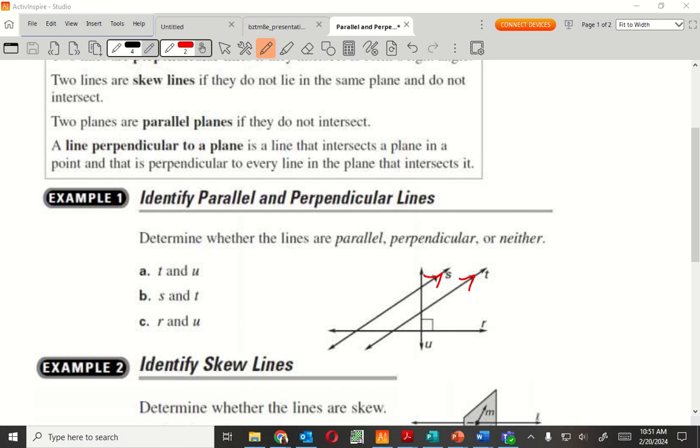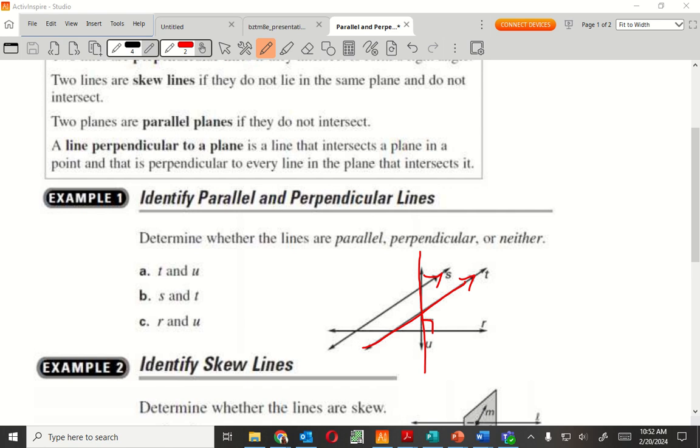Okay, so those two are parallel. So determine whether the lines are parallel, perpendicular, or neither. So T and U. Line T is right here, it's going this way. And line U goes this way here. So they do intersect, so that can't be parallel, right? Now, if they intersect forming a right angle, this little box right here is a right angle where they would intersect to create a right angle.